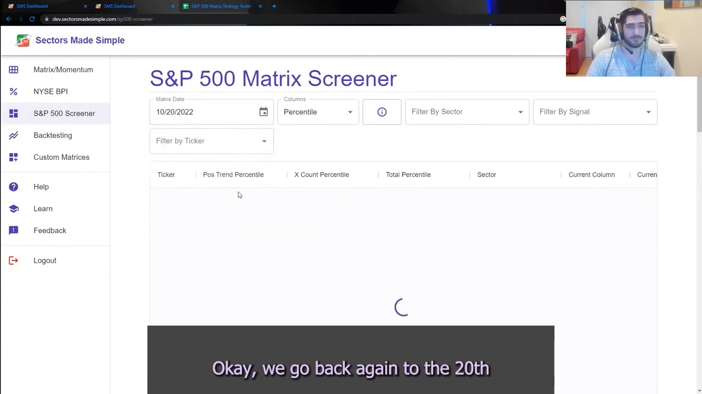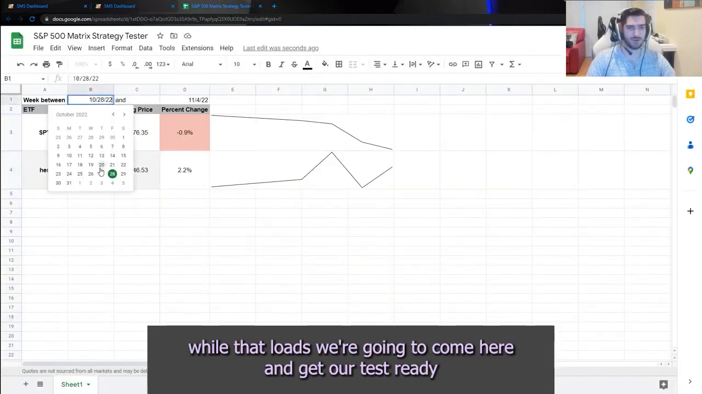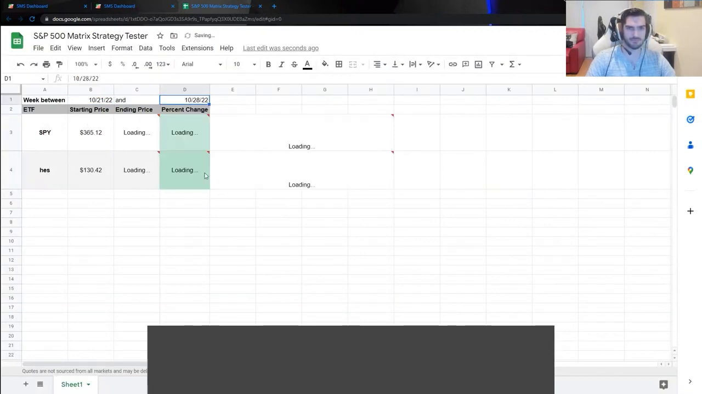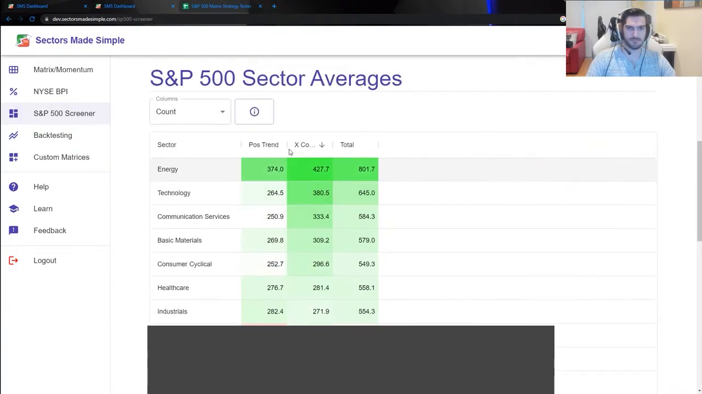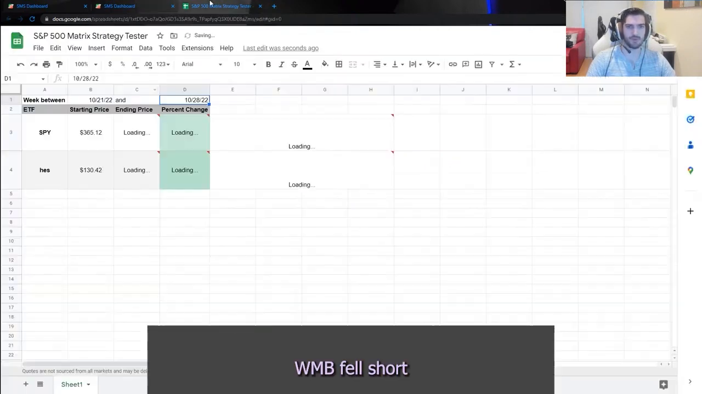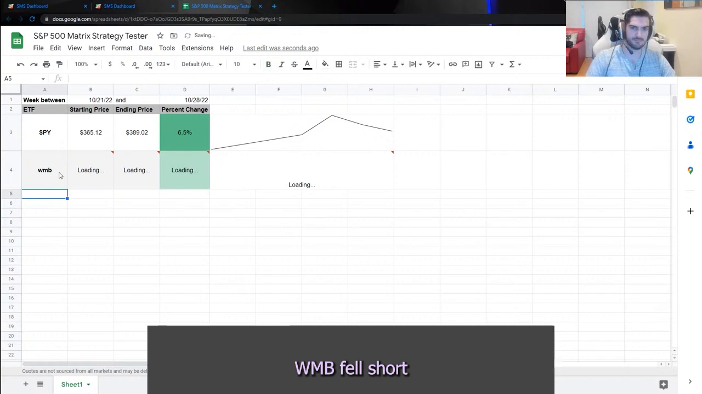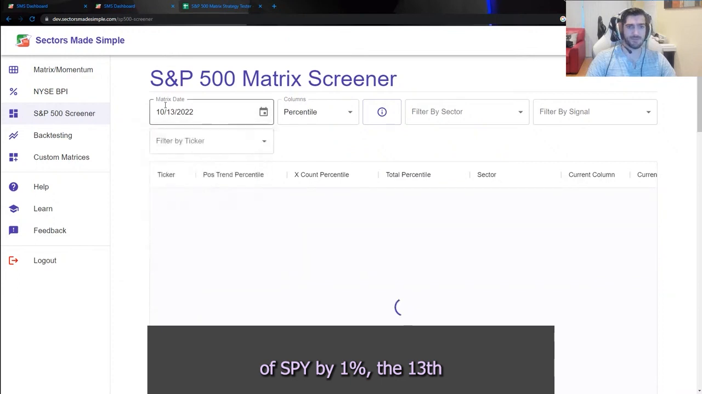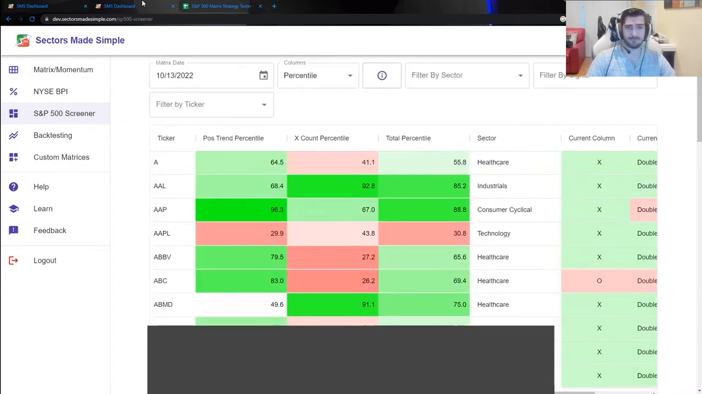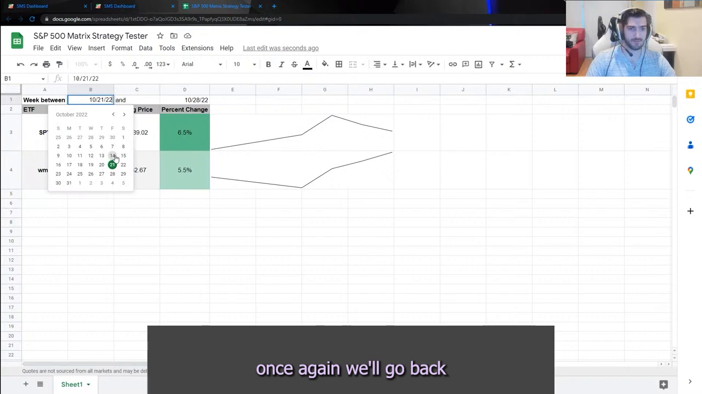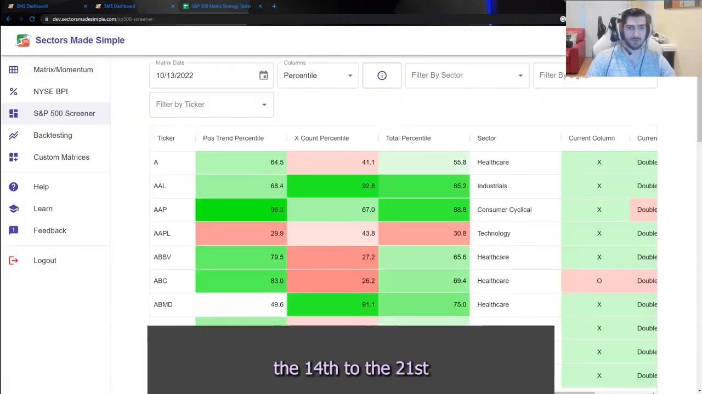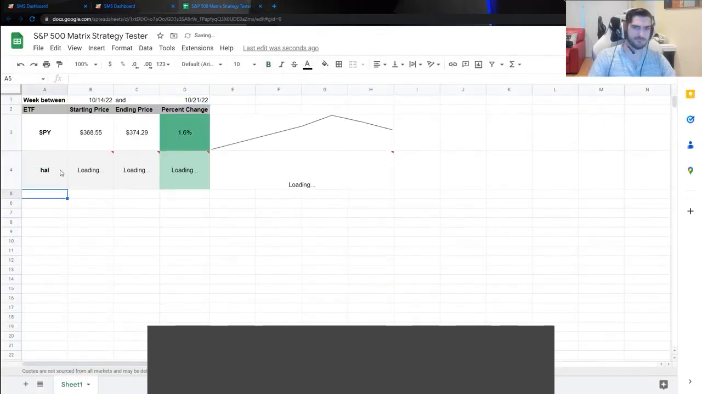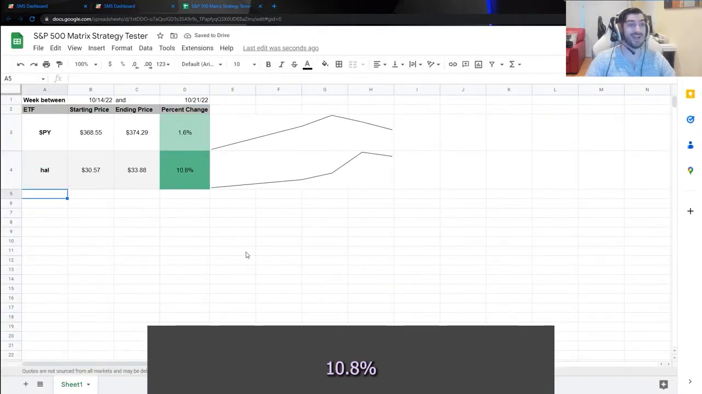We go back again to the 20th. While that loads, we're going to come here and get our test ready. Energy again. WMB. Fell short of SPY by 1%. The 13th. Once again, we'll go back. The 14th to the 21st. Energy again. HAL. 10.8%.